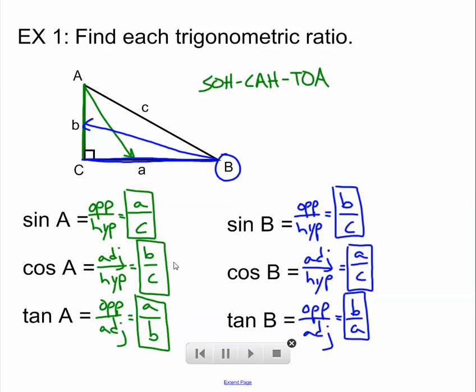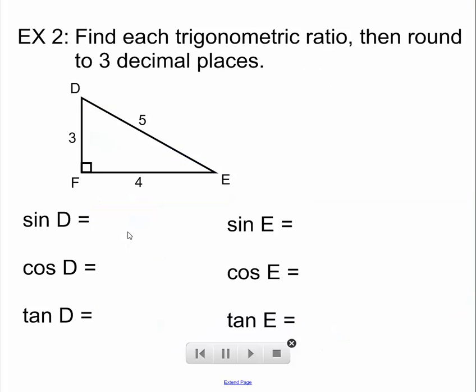Now if we take a couple seconds here to look, you're going to notice that the sine of angle A is the same as the cosine of angle B. And the sine of angle B is the same as the cosine of angle A. And you also might notice that the tangents of A and B are reciprocals of one another. Instead of A over B, this is B over A. Okay. So let's put some actual numbers in here.